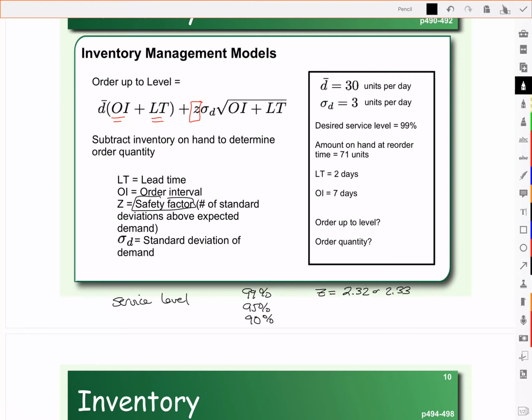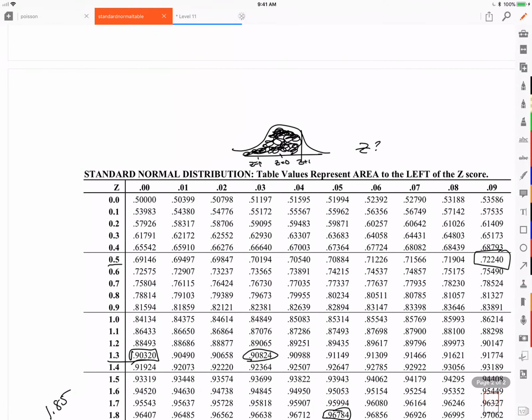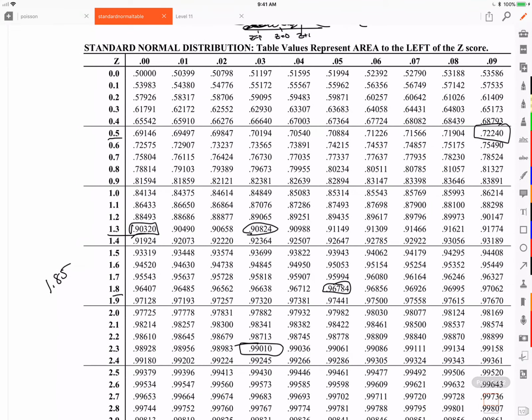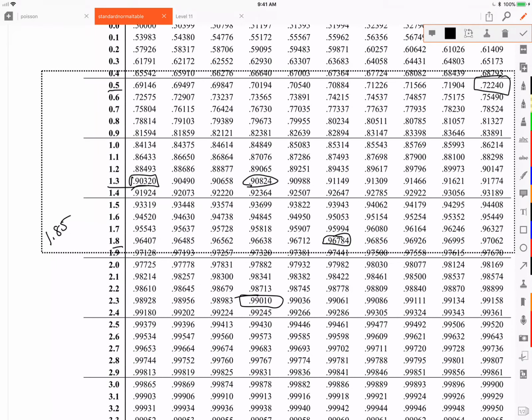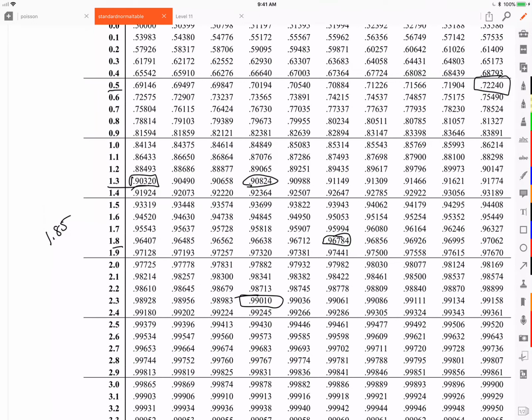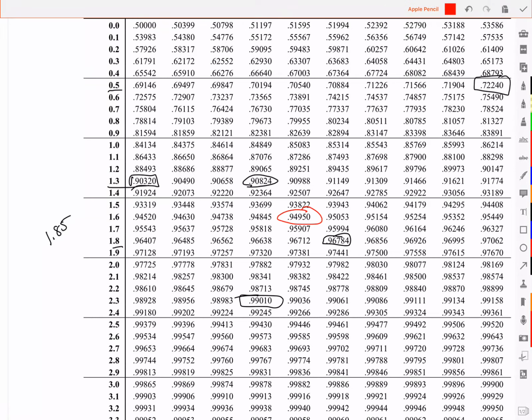Okay, now what about a 95% service level? Okay, for a 95% service level, we want to know the z-score where 95% of our data is to the left. So what we're looking for is the number that gets us closest to 0.95. So notice 1.60, 1.61, 1.62, 1.63, 1.64 puts us at 0.9495. Okay, so here at 0.9495, 1.64, that's really the closest we get to 0.95.